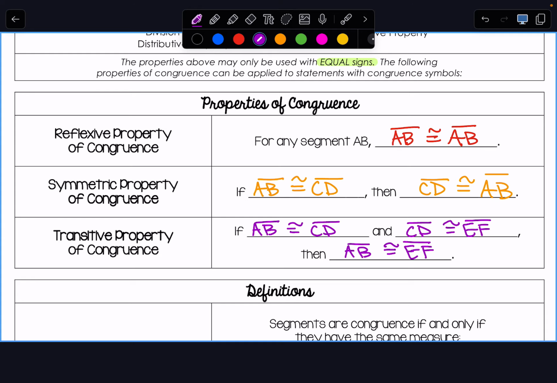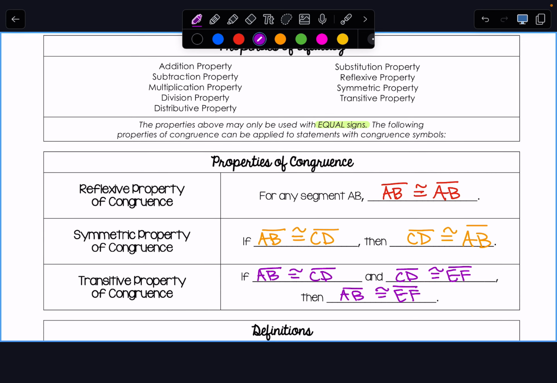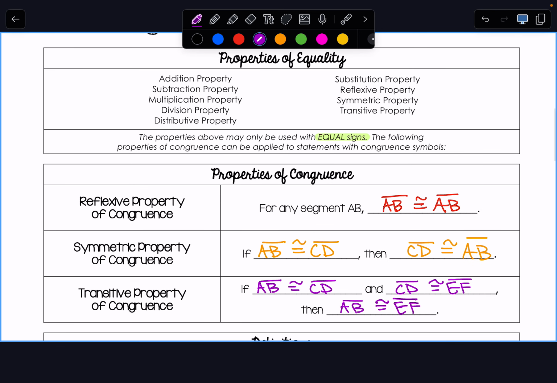Okay. Now, what if we want to use the addition property or the subtraction property or the whatever? What if we need to use one of these properties, but we have a statement that involves the congruent sign? Okay.